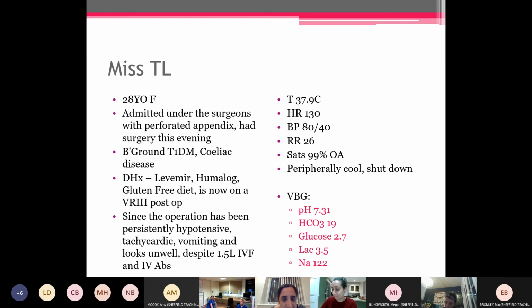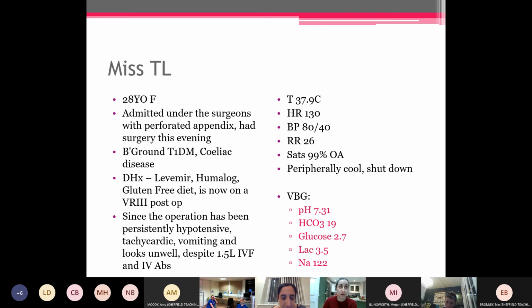Is it an adrenal crisis? It is an adrenal crisis. So my first question was, what are the potential causes of hyponatremia? So in this case, I would say she's dry secondary to theatre. No, she's having an adrenal crisis.